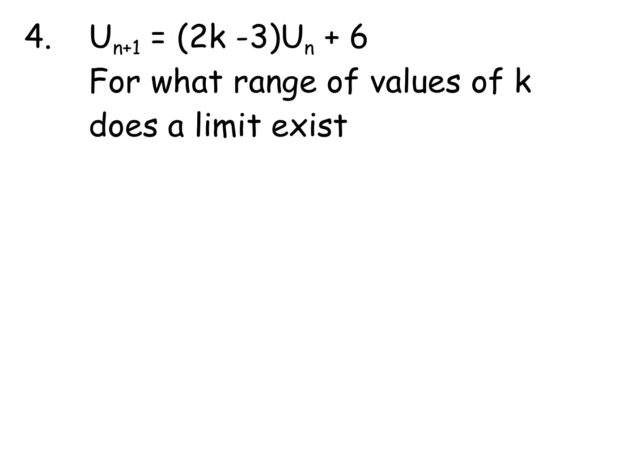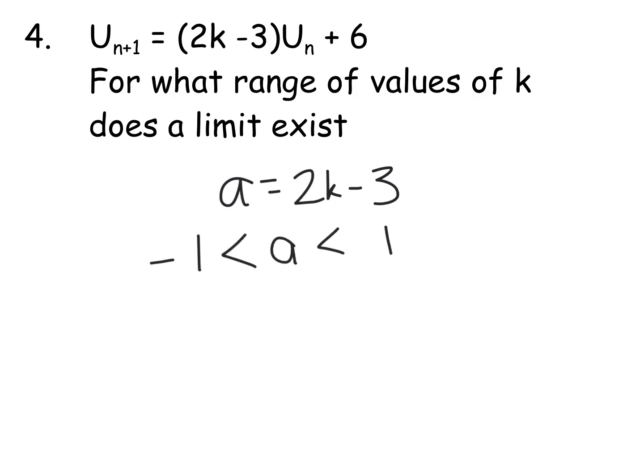I do have one more example. This little bit has appeared once or twice, where they haven't given you an A value. They've told us in this case, obviously my A term is 2k minus 3. And it says, for what range of values of k does a limit exist? So remember we said A had to be between 1 and -1. So in this case, I'm going to replace A with the equation 2k minus 3.